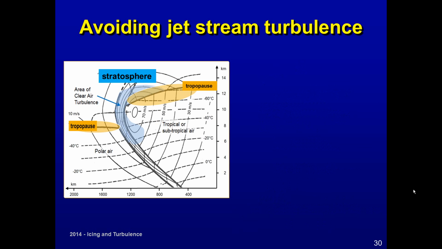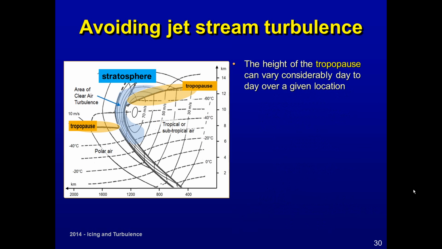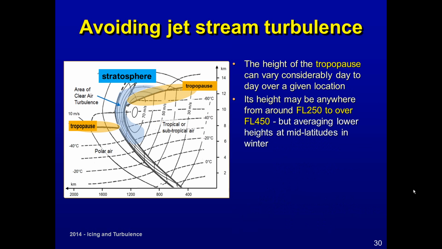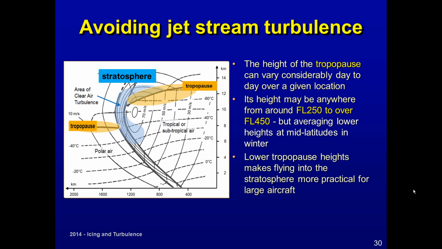The height of the tropopause can vary considerably day to day over a given location. Its height may be anywhere from around 25,000 feet to over 45,000 feet, but it generally averages lower heights in the mid-latitudes in winter. It's those lower tropopause heights that can make flying into the stratosphere become more practical for large aircraft.